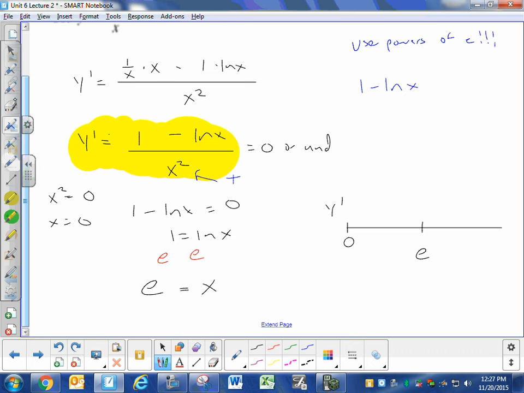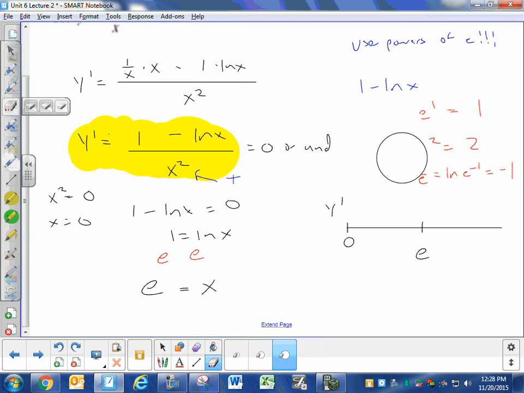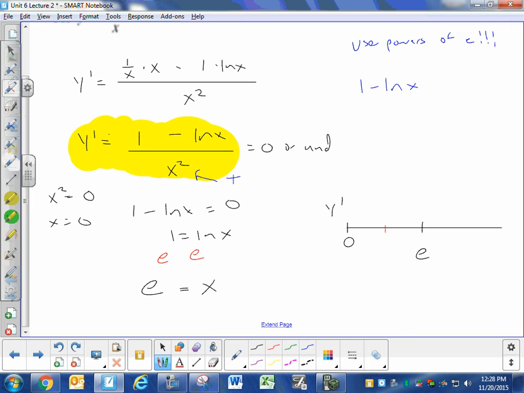Why do we use powers of e? Because we know that the log of a power of e is just the number. Log and e will undo each other. So the log of e squared is just 2. The log of 1 over e, that's the same as the log of e to the negative first. That is negative 1. Okay? So that is what I'm going to use for test points. I'm going to use a value like e to the negative first.